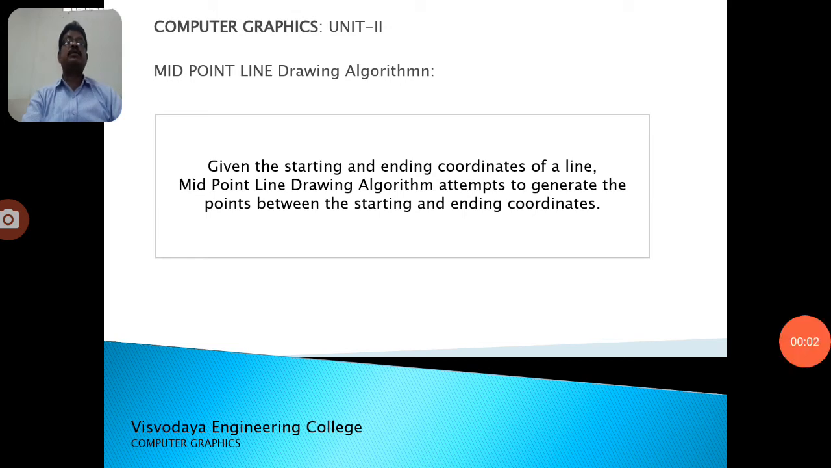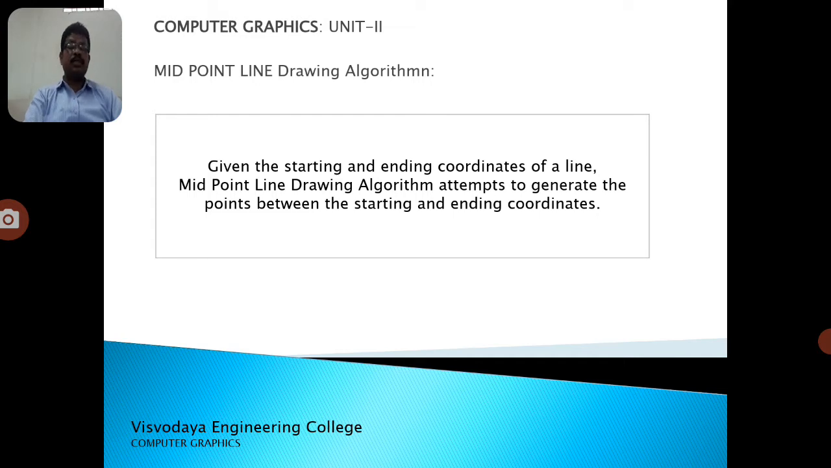Hi friends, today I am going to explain one of the line drawing algorithms, that is the midpoint line drawing algorithm. In the last two videos of unit 2 in computer graphics, we discussed the DDA algorithm and Bresenham's algorithm. These two algorithms depend on two important concepts. One is the starting and ending coordinates given for drawing the line, and the next one is that we find the number of coordinates.